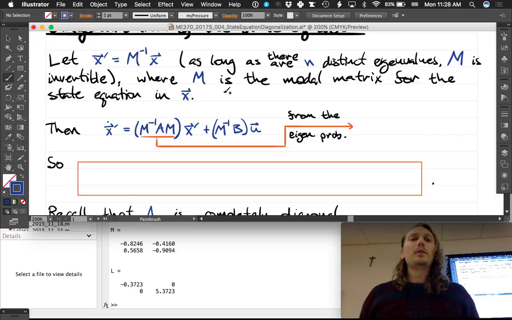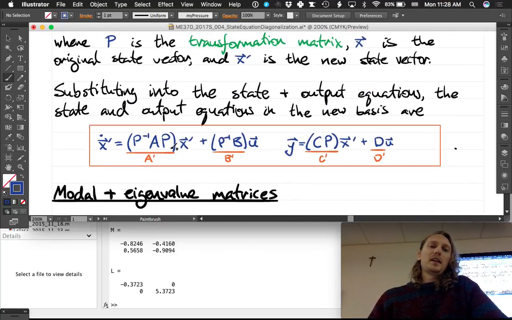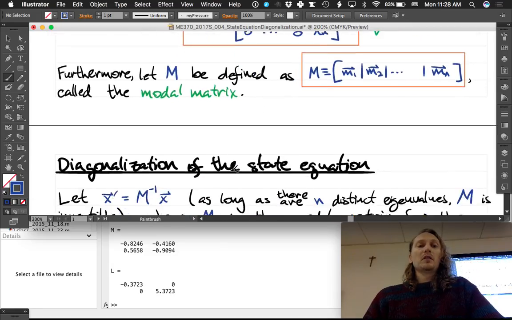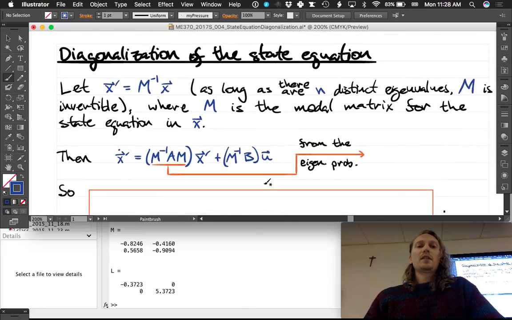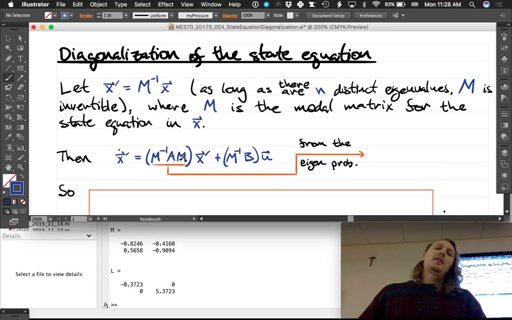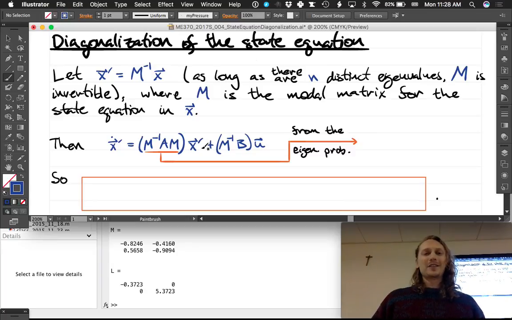Okay, so if we just plug x equals M x prime into the state equation, we get this. That looks exactly like this, except wherever you see a P, there's now an M. So we've got this. Here's the thing: this M inverse A M thing is sort of the big move that we make here.